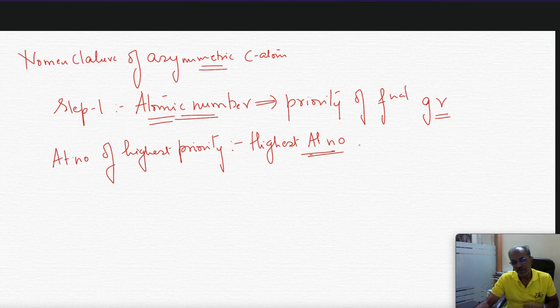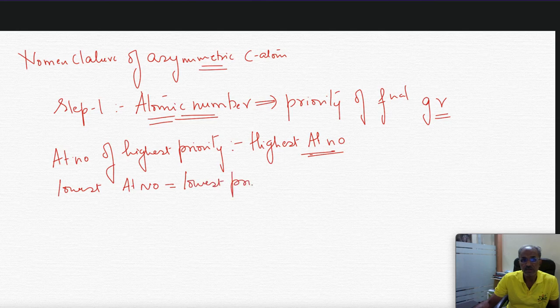Accordingly, we will see the atomic number of each individual functional group. The highest is 1, then the next lower one is the second, the third lowest is the third, and the fourth lowest is the fourth functional group. That means the lowest atomic number is of the lowest priority. The highest atomic number will be 1 and the lowest will be 4, the priority number. We will take an example.